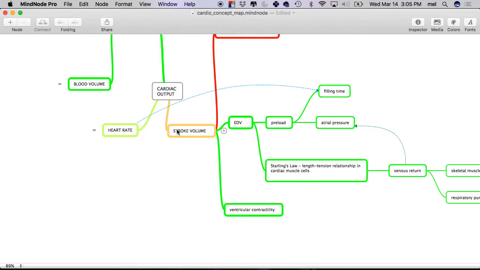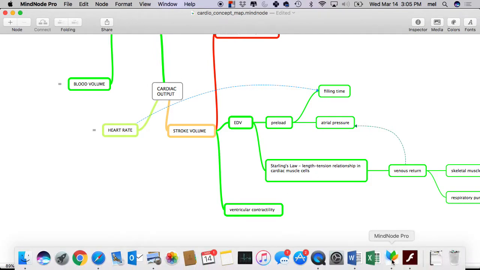That was between Starlings and EDV. No, Starlings and ventricular contractility. Yeah. Starlings and EDV are very closely related to one another. Okay? All right. So, ready?